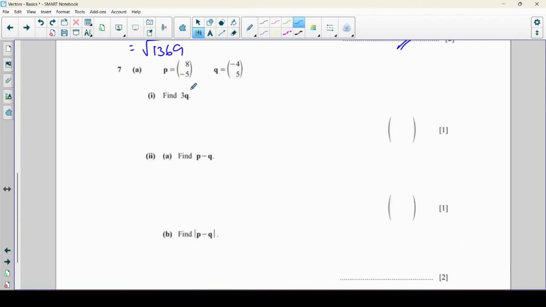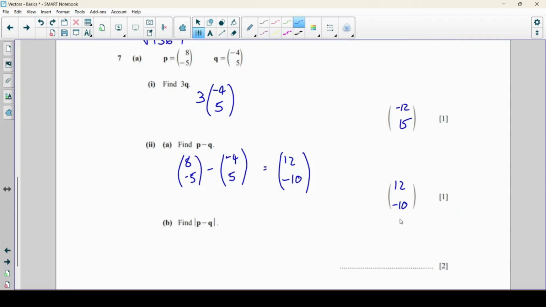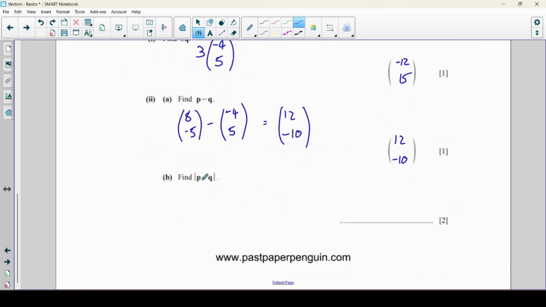Okay, next question. Doesn't look too bad, so we're going to do 3q, 3 times (-4, 5). 3 times minus 4 is minus 12, 3 times 5, 15. Next, p minus q, so p is (8, -5), subtract q, (-4, 5). 8 minus minus 4 is 12. Minus 5 subtract 5, minus 10. Simple as that. And then we're going to use the answer that we just got and find the magnitude of it.